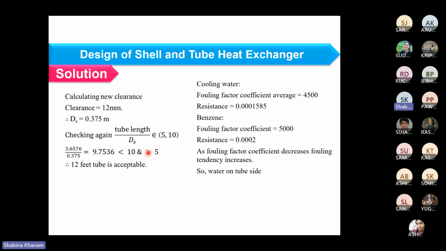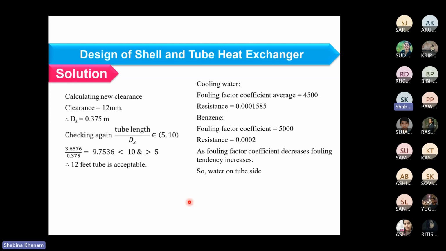So once you have this L by D ratio, you can proceed to the next step, that you need to assign the fluid to tube side and shell side, because we need to calculate the heat transfer coefficient. For this you need the flow in shell side and tube side, for which you need to allocate the fluids to shell side and tube side.